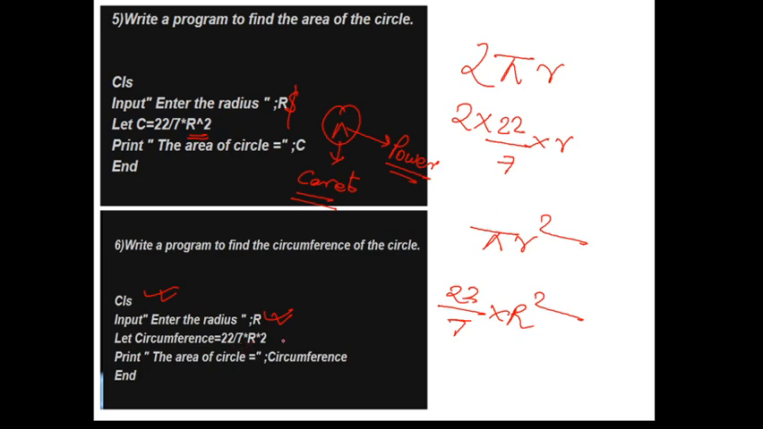That means what? We have written 2 pi r, 2 into R into pi. Okay. So moment we have done this, again for the area of the circle and circumference, we will not put dollar here. Why are we not putting dollar here? We are not putting dollar over here because again the result will come in the form of number, not in the form of string. Okay.